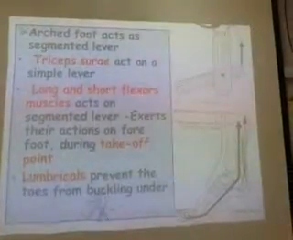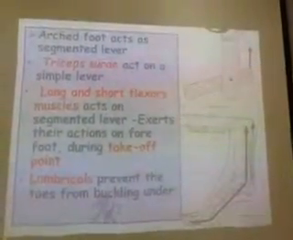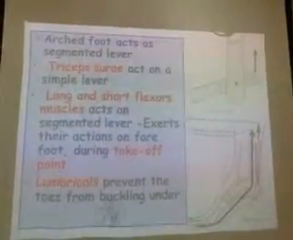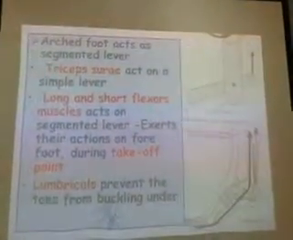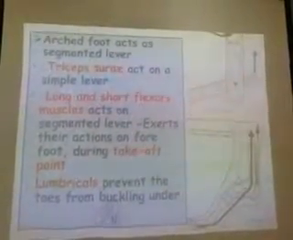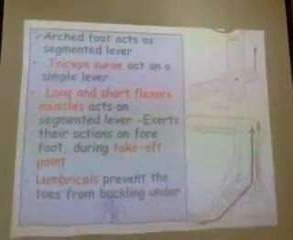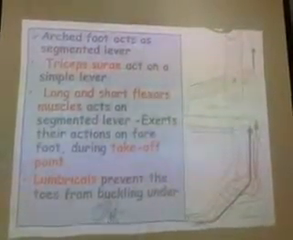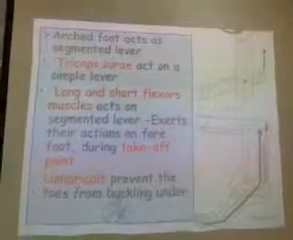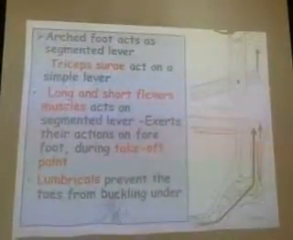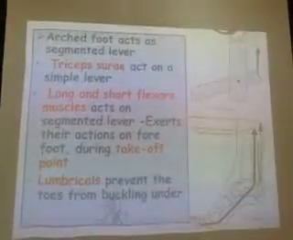The arched foot acts as a segmented lever. Triceps surae acts on the simple lever. See there, if it pulls, it propels, isn't it? Long and short flexor muscles act on the segmented lever, exerting their action on the foot during takeoff, off the ground. It has to propel.